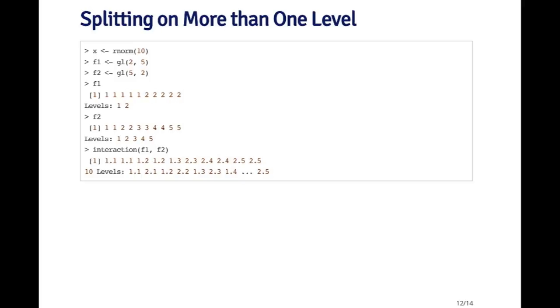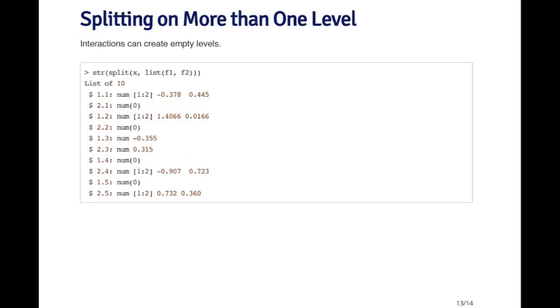So I can use the interaction function to combine all the levels of the first one with all the levels of the second one. Because there are 2 levels in the first factor and 5 levels in the second factor, there's a total of 10 different levels when you combine the 2 together. So when I call the interaction function, I get another factor that concatenates the levels of one with the other, and you can see that it prints out a total of 10 levels.